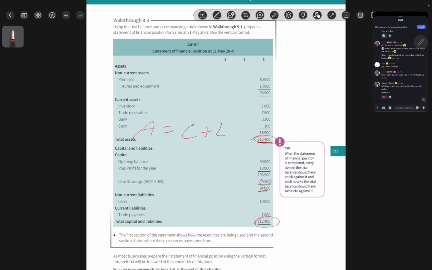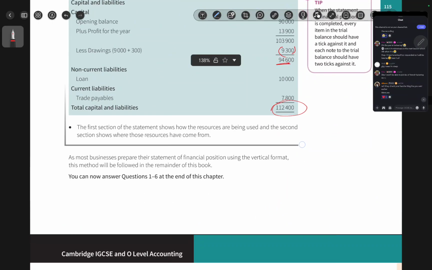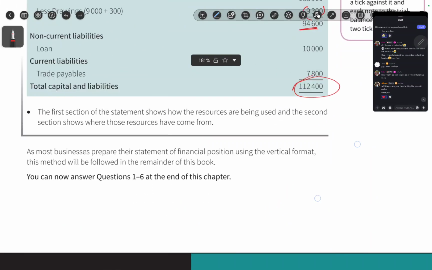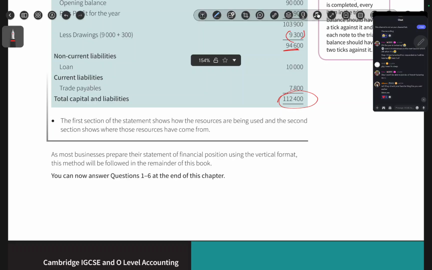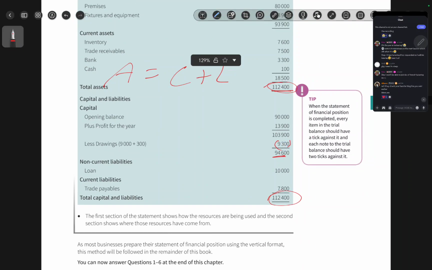It means that your answer is wrong. Okay, so make sure you correct it. The first section of this statement shows how the resources are being used, and the second shows where the resources have come from. Okay, now this is a better statement.